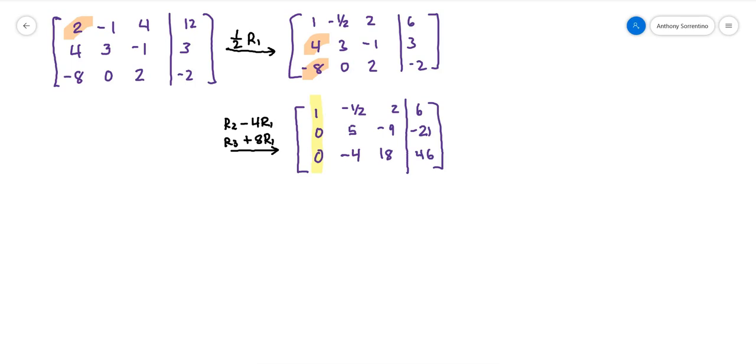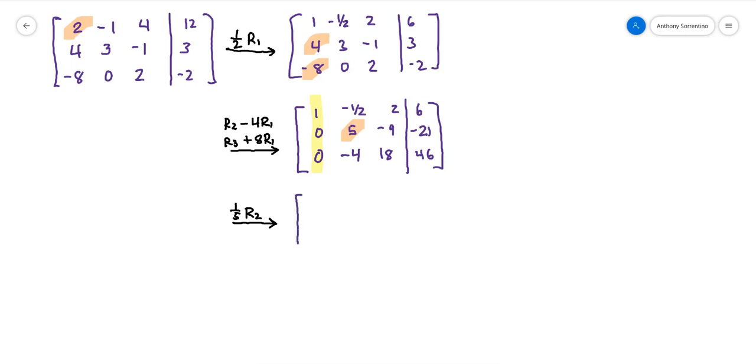So now, the next thing I want to do is I'm going to go to column 2, and I want to establish the 1 here. That's where the 1 should go in the row echelon form, right? It should be a diagonal of 1s. So the row operation I'm going to need to do is 1/5 of row 2, or basically divide row 2 by 5.